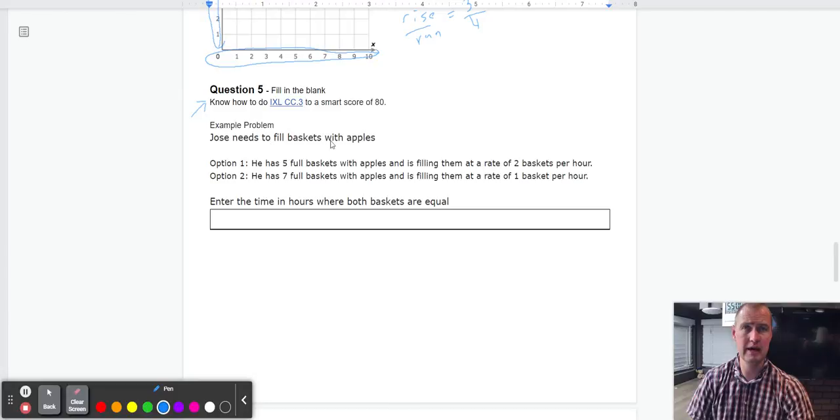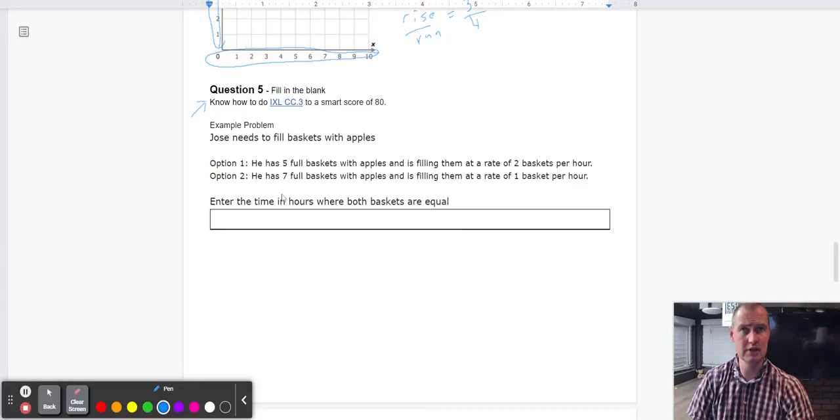Jose needs to fill baskets up with apples. Option number 1, he has 5 full baskets with apples and is filling them at a rate of 2 baskets per hour. Or option number 2, he has 7 full baskets with apples and filled them at a rate of 1 basket per hour. Enter the time in hours where both baskets are equal. All right, kind of tricky.